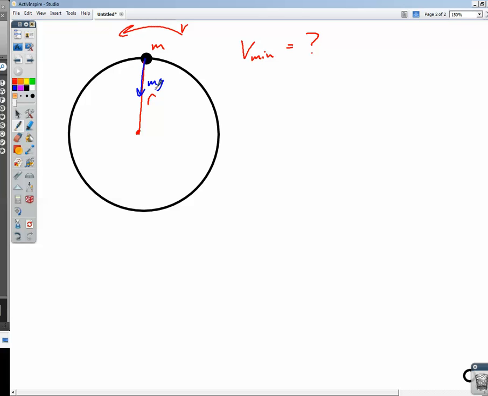That's it, no tension. So mg supplies all the centripetal force that we need. So we go back to our tried and true: the sum of the forces in the y direction is equal to the centripetal force. The sum of the forces in the y this time is just mg. I'm going to say down is positive just for fun, and that's equal to mv squared over r. So this problem is super easy to solve for.